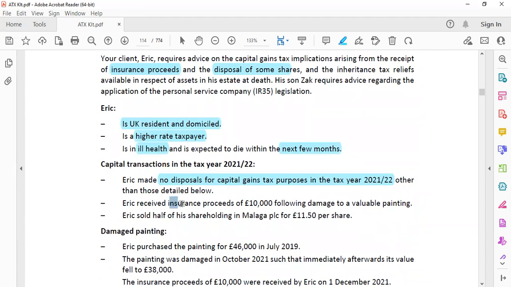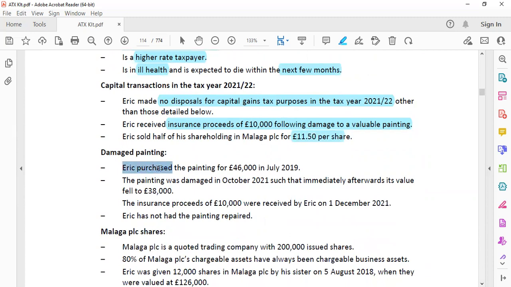Eric received insurance proceed of 10,000 following damages to a valuable painting. This painting was damaged, and damage means there is a disposal and we have to calculate the gain or loss. Eric sold half of the shareholding in MPLC for 11.5 per share. As far as damaged painting is concerned, Eric purchased the painting for 46,000. This is the original cost. The painting was damaged in October 21, such that immediately afterwards, his value fell to 38,000. Insurance proceed received on 1st December had not had the painting repaired. So no amount has been spent on repairing the painting. So it is a case of the part disposal that we need to apply part disposal against the damaged painting.